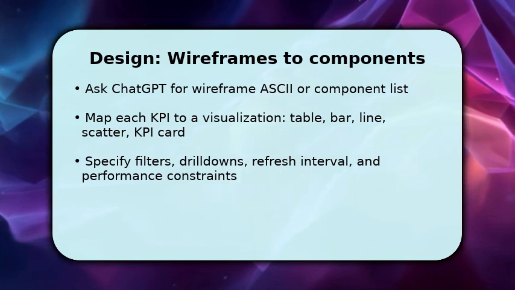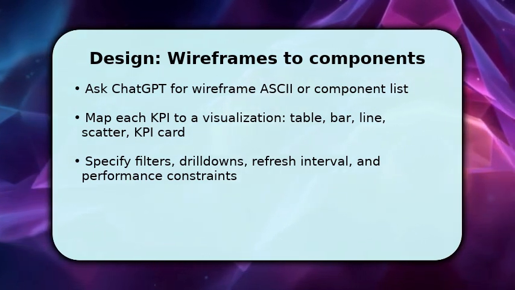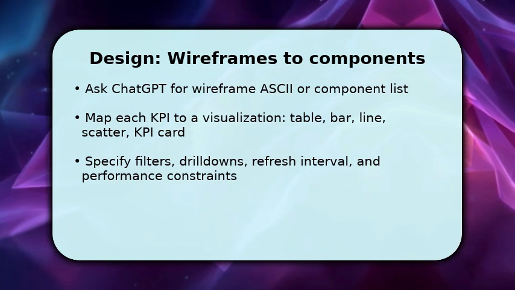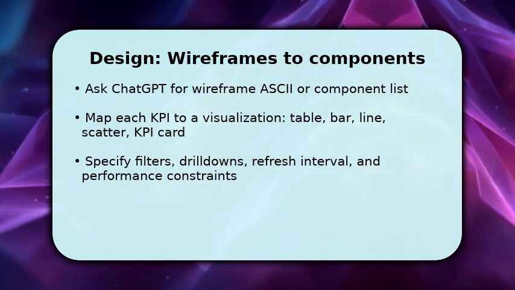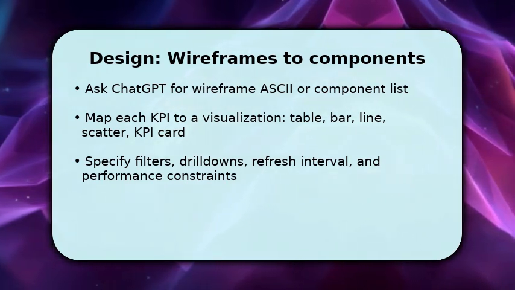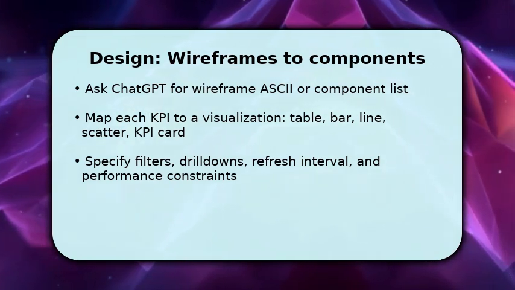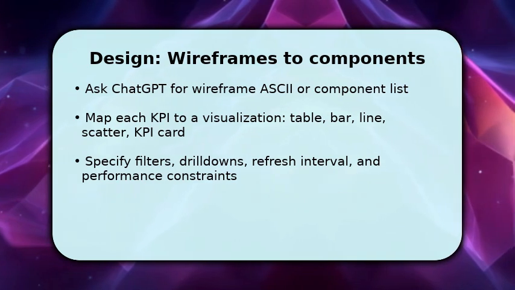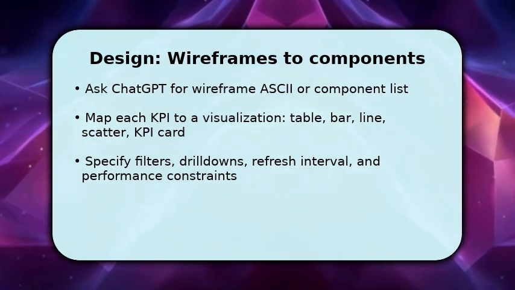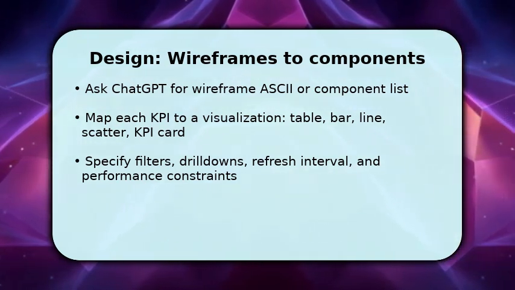Once you have a component list, request detailed props, sample JSON for a chart library, and responsive layout rules. Make sure to include interaction patterns like hover, drill down, and default filters, because those affect data queries and performance. Then validate the suggested queries against your sample data and iterate.